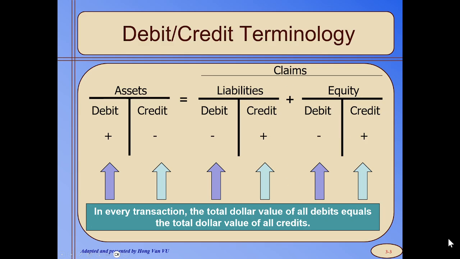In every transaction, the total dollar value of assets must equal liabilities plus the owner's equity, and the total dollar value of all debits must equal the total dollar value of all credits. So that's very important that you have to remember that one.